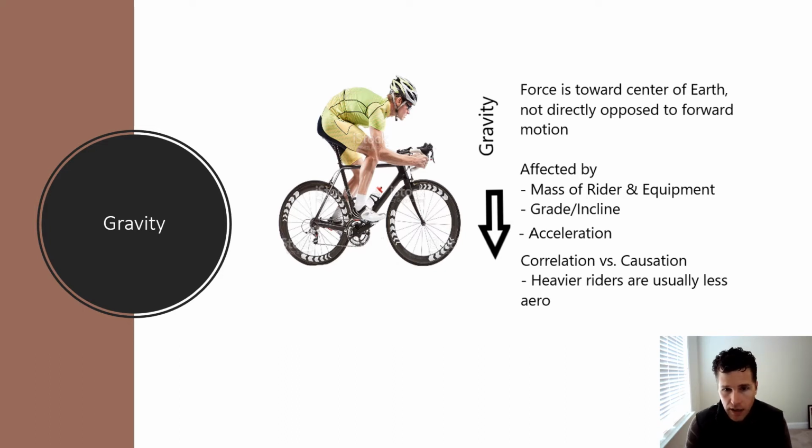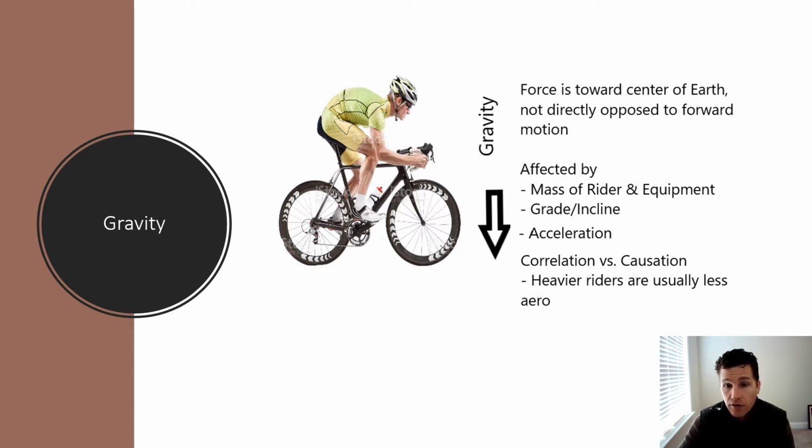Now, I said this is overrated, and I think a lot of that has to do with the classic correlation versus causation problem. Heavier riders, bigger riders, are generally less aero. That aerodynamic change is, as a general rule, going to be much more a factor than the added weight. Yes, weight is a factor, especially on hills.